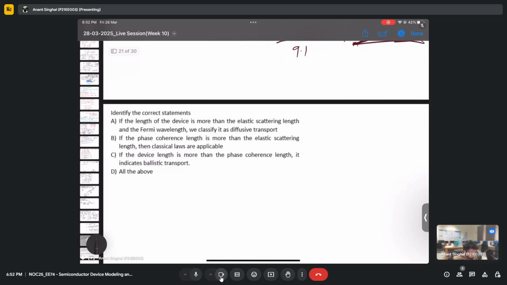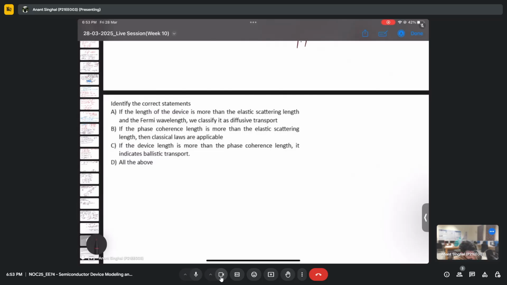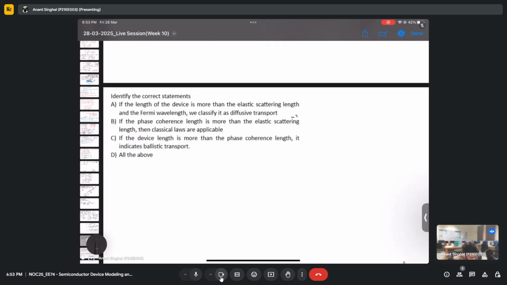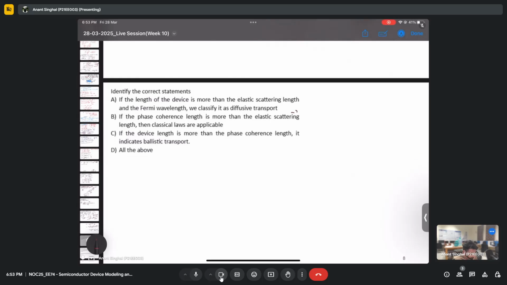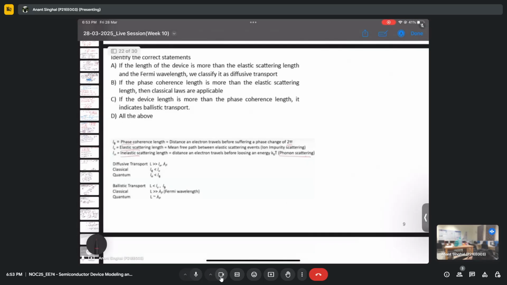Okay, so it says identify the correct statements. If the length of the device is more than the scattering length and the Fermi wavelength, we classify it as diffusive. So yeah, this is correct. If the phase coherence is more than that of elastic, then the classical laws are available. Okay, yeah, I remember. Yeah, I have this.